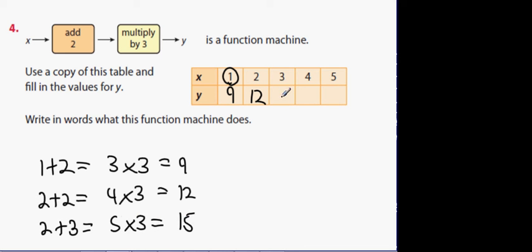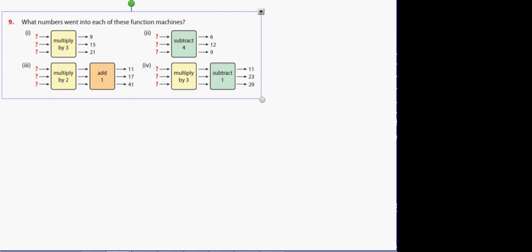Does anybody see a sequence going on now? It goes up by 3 every time. Next one will be 18, and the one after that? 21. Write in words what this function machine does. What does it do? The function adds 2 onto the inputs, then the result is multiplied by 3. That's it. Who got that one out? The majority.